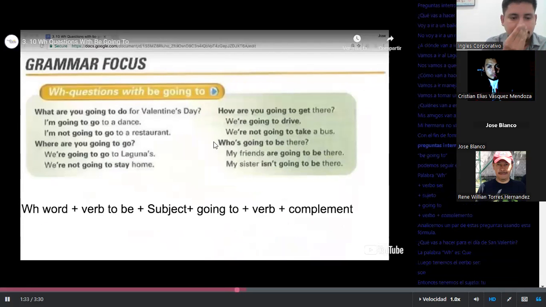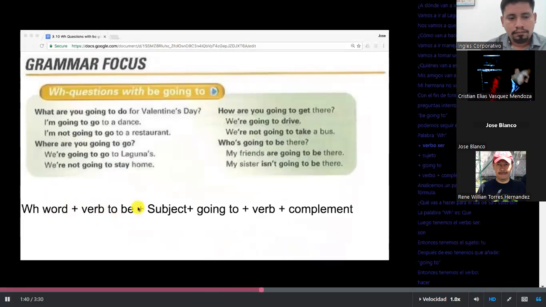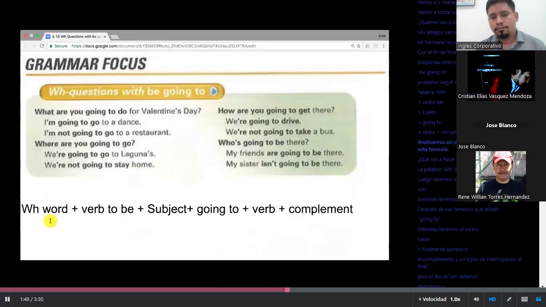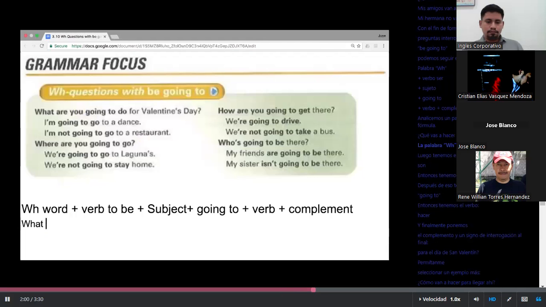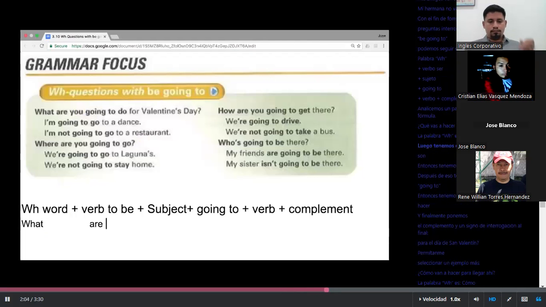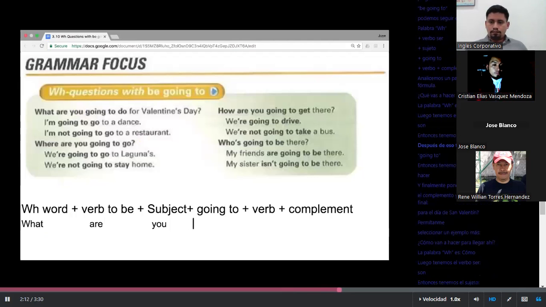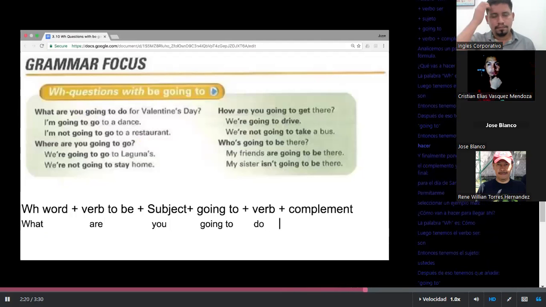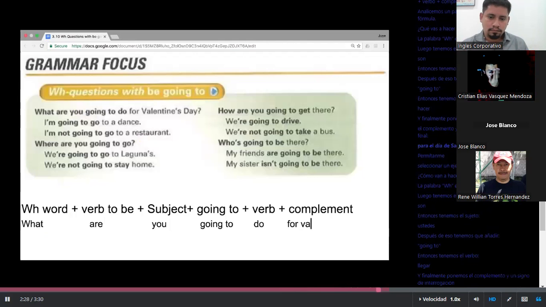In order to form WH questions with be going to, we can follow this formula. WH word plus verb to be plus the subject plus going to plus verb plus complement. Let's analyze a couple of these questions using this formula. What are you going to do for Valentine's Day? The WH word is what. Next, we have the verb to be, are. Then we have the subject, you. After that, we add going to. Then we have the verb do. And finally, we put the complement and a question mark at the end, for Valentine's Day.